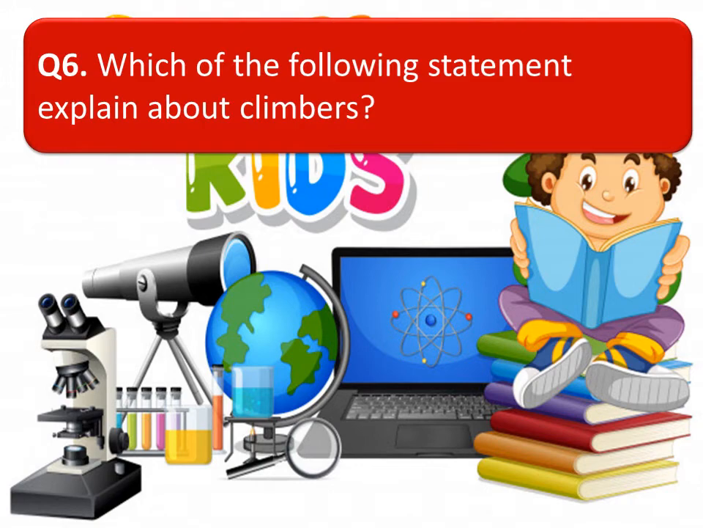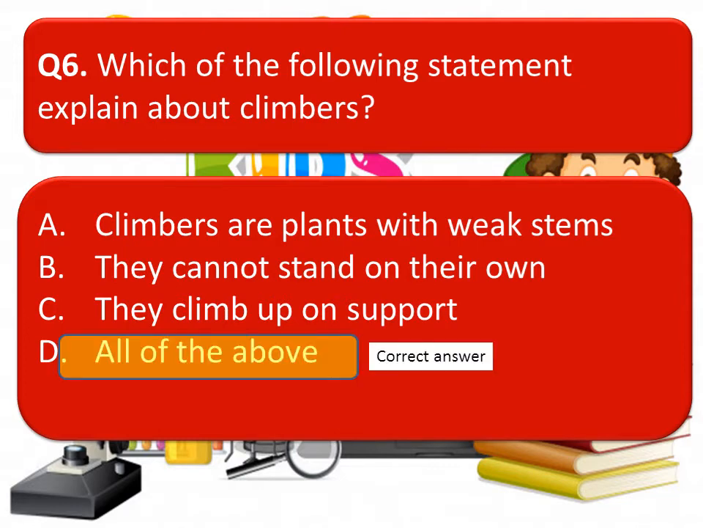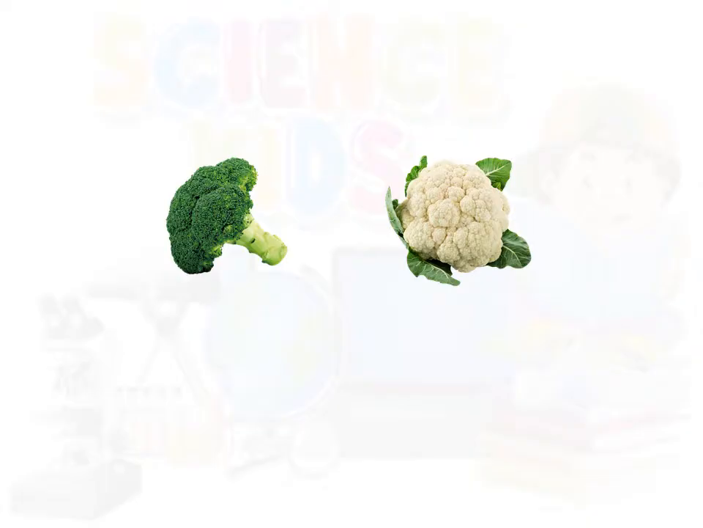Which of the following statements explains climbers? And the options are: climbers are plants with weak stems. They cannot stand on their own. They climb up on support, or D, all of the above. Think about the correct answer. And the correct answer is all of the above.